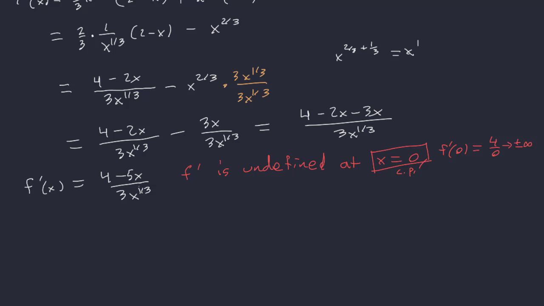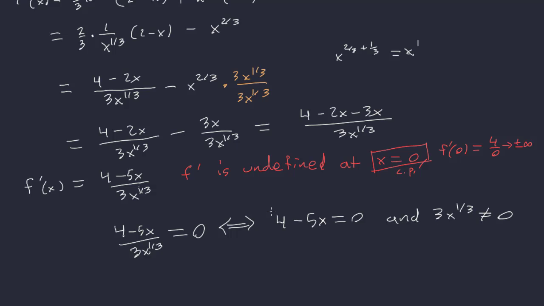Now the second bit, we're going to set this equal to 0. So we're going to take 4 minus 5x over 3x to the 1/3 and set it equal to 0. And let me give you a quick way to tell if a fraction is equal to 0. A fraction is equal to 0 if and only if the top is equal to 0 and the bottom is not. What's important there is basically if you can get the top to equal 0 and that same value doesn't make the bottom equal 0, then that's really all you have to focus on.